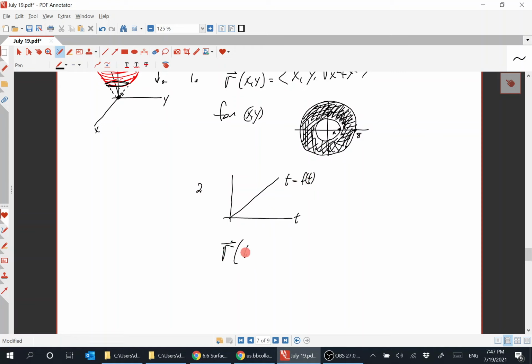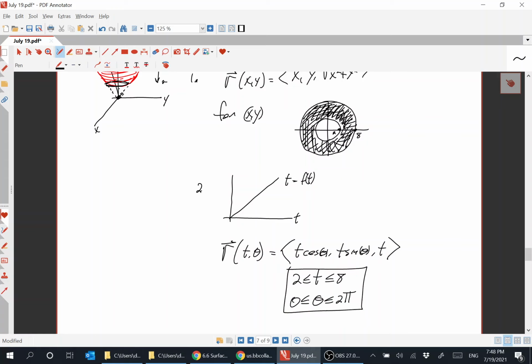So this rotational scheme is f of t cosine theta. So it's t cosine theta, t sine of theta. And then, again, we're rotating around the t-axis, or the z-axis, so t gets identified to z. 2 less than or equal to t less than or equal to 8. And, of course, we're going all the way around, so theta goes from 0 to 2 pi. So that is your second parameterization.